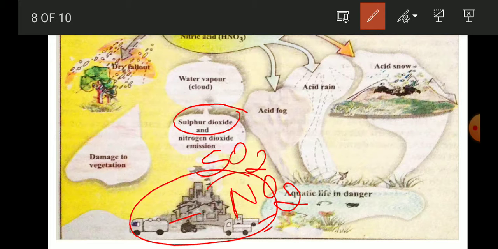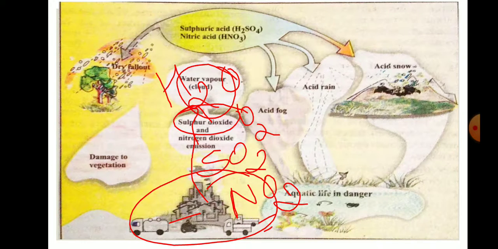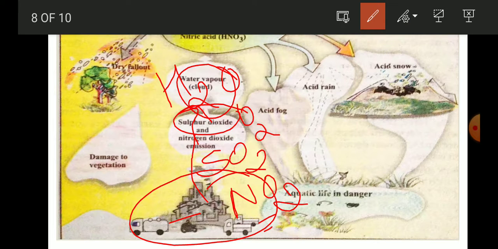Okay, so these gases are released and they are going to form a cloud. In the cloud there is water vapor, that means there is the availability of H2O, and also you will get the oxygen in between these two pathways. Now students, you will see that there is the formation of nitric acid and sulfuric acid.